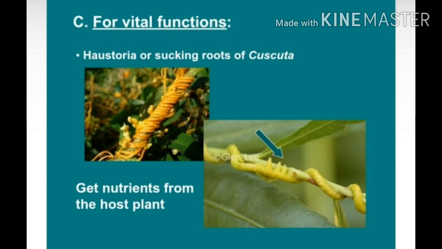Haustoria or sucking roots of Cuscuta. Children, you know Cuscuta is a parasitic plant. So from its haustoria or sucking roots, it gets nutrients from the host plant. So some plants have modified parasitic roots that help them to absorb water and minerals from the host plant.